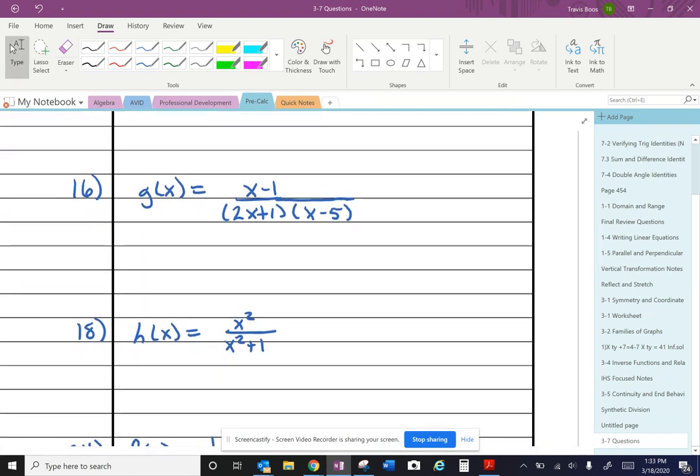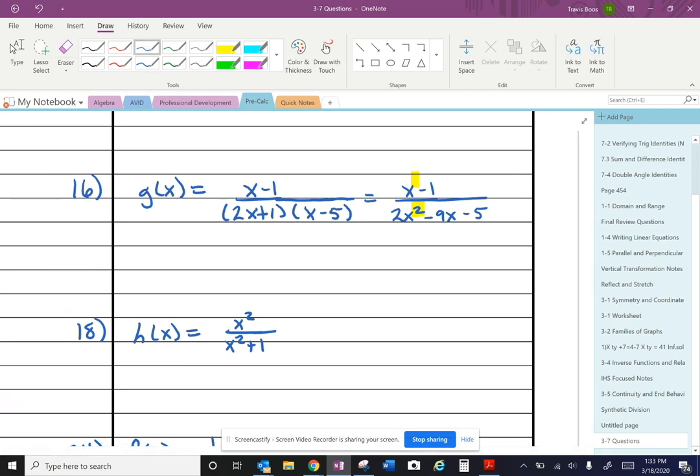Number 16, the degree on top and bottom. If I'm going to look at the degree, I'm going to go ahead and FOIL this out. Doing some quick FOIL, that's 2x squared. 2x times negative 5 is negative 10x, plus x is negative 9x. And then 1 times negative 5 is negative 5. Now the power up top is 2 and the power on the bottom is 1. So I know there will be a horizontal asymptote.